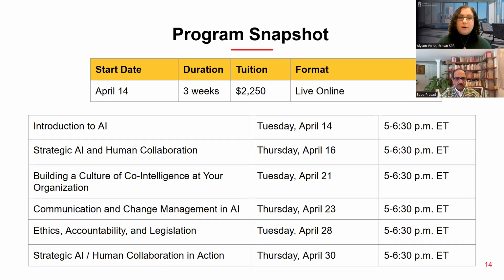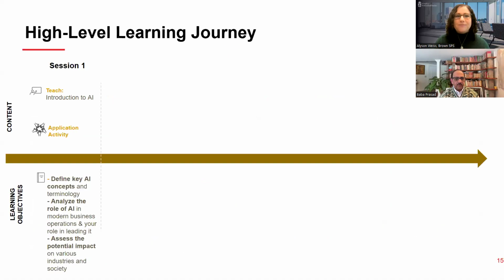strategic AI and human collaboration or building culture of co-intelligence at your organization. And each of the sessions takes place between 5 to 6:30 p.m. Eastern time. So we hoped that would make it relatively convenient for all people across the country and hopefully into Europe as well, though I know it's hard to find a time zone that works for everybody.